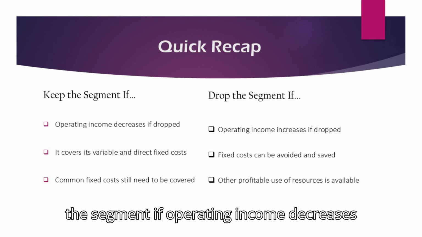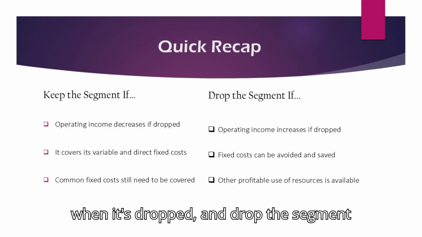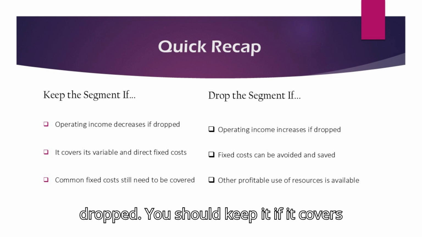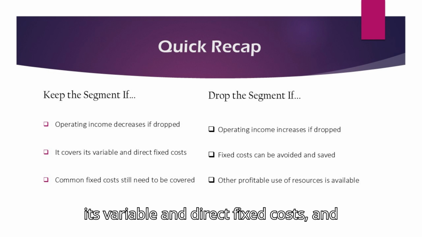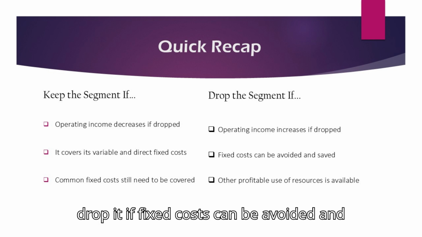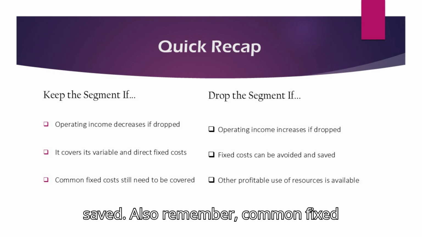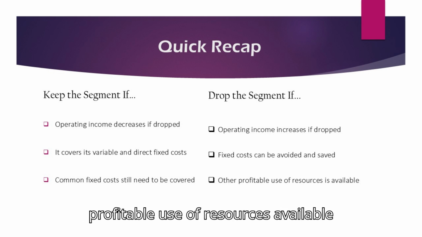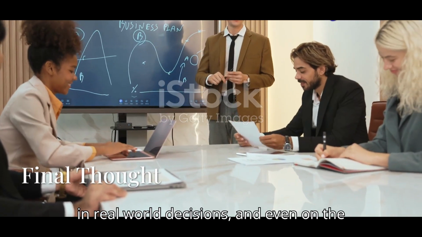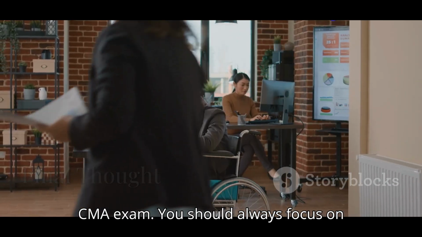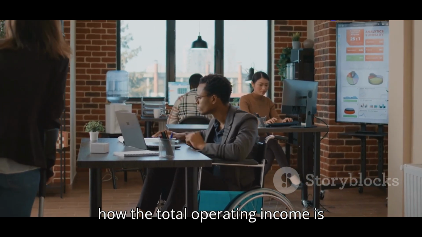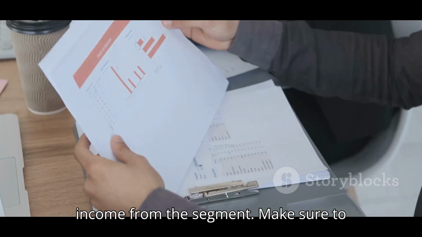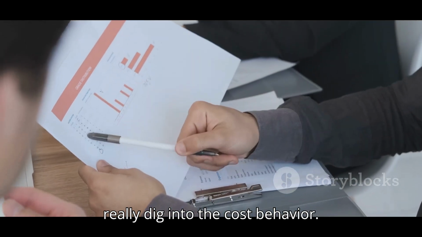Keep the segment if operating income decreases when it's dropped, and drop the segment if operating income increases when it's dropped. You should keep it if it covers its variable and direct fixed costs, and drop it if fixed costs can be avoided and saved. Also remember, common fixed costs still need to be covered, but dropping makes sense if there's another profitable use of resources available. In real-world decisions and even on the CMA exam, you should always focus on how the total operating income is impacted. Don't just look at the net income from the segment. Make sure to really dig into the cost behavior.